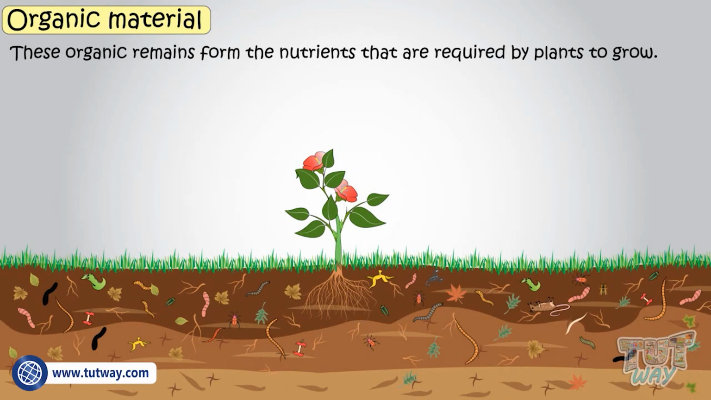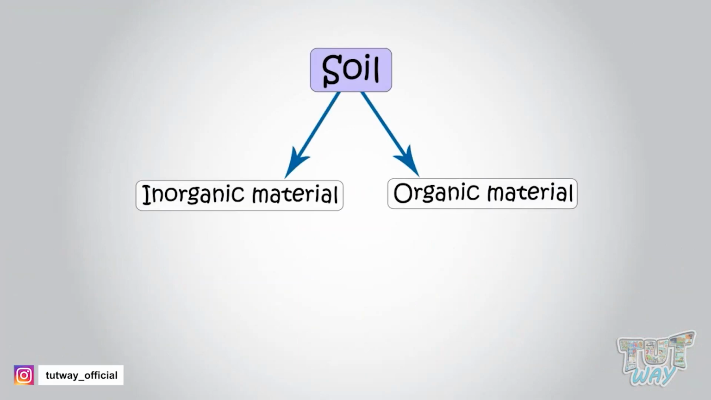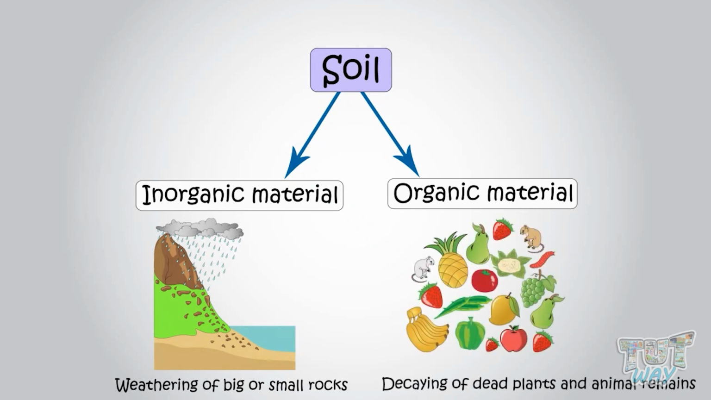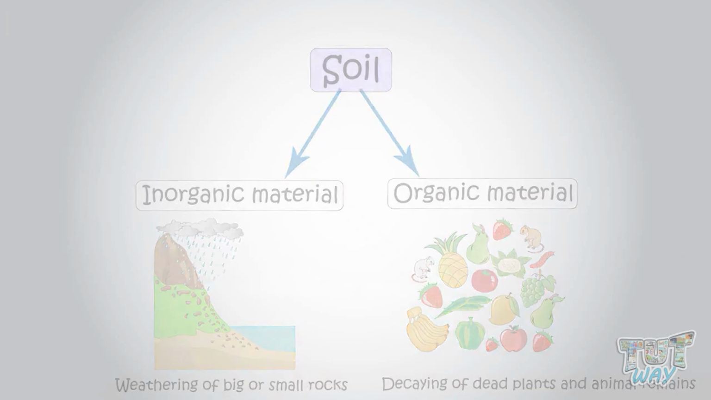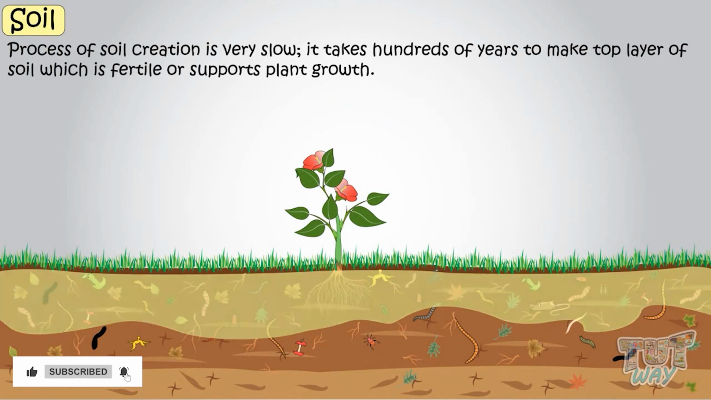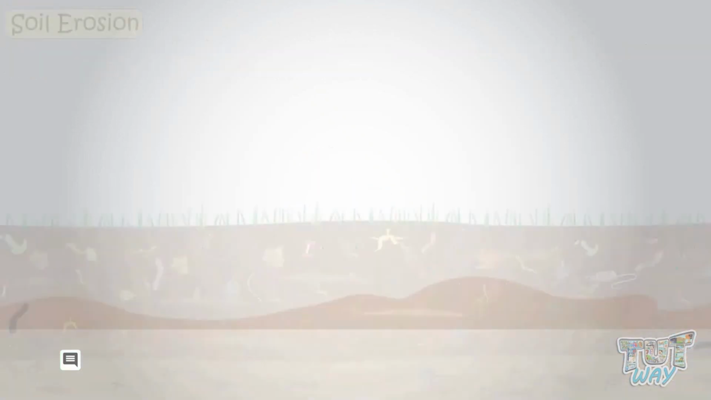So kids, soil is a mix of organic and inorganic material, and is mainly formed by weathering of big or small rocks and decaying of dead plants and animal remains. The process of soil creation is very slow. It takes hundreds of years to make the top layer of soil, which is fertile or supports plant growth. Now let's learn what is soil erosion.